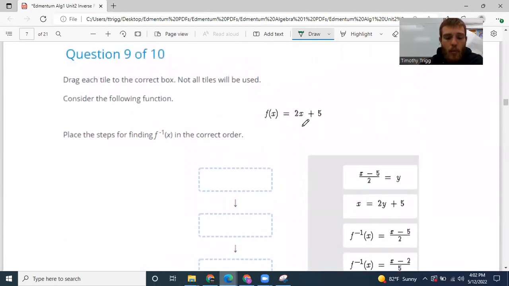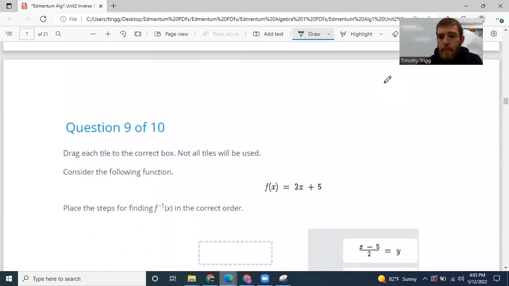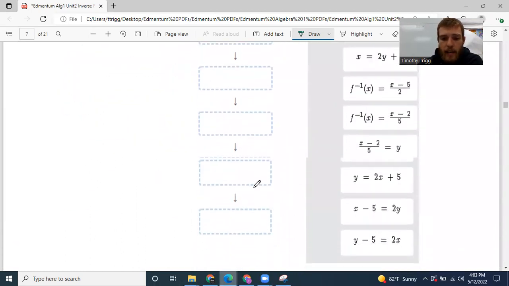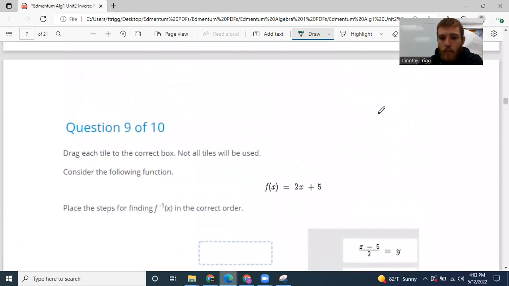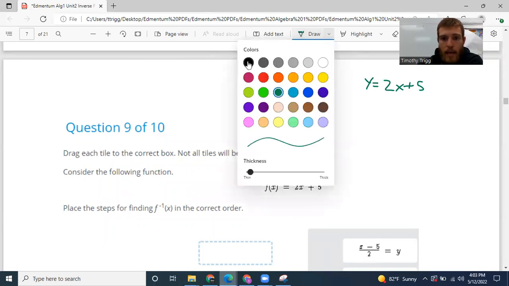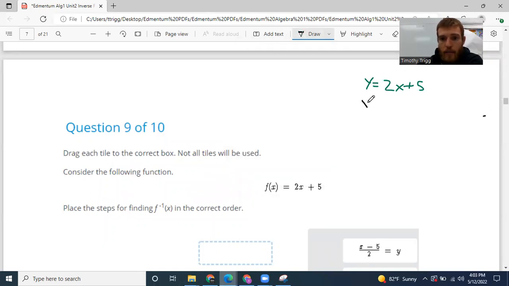Okay, here we're going to move these. Let's go ahead and solve this on the side, and then we can move the steps easily once we have it solved. So we're going to have f inverse of x. I'm actually going to go ahead and replace that with y. Our first step will be y equals 2x plus 5. Then we swap the position of the x and the y.